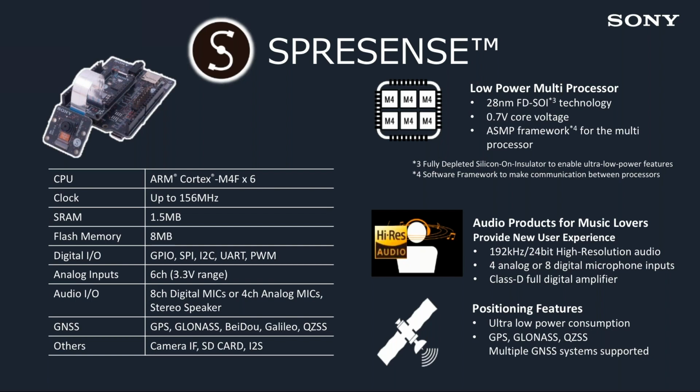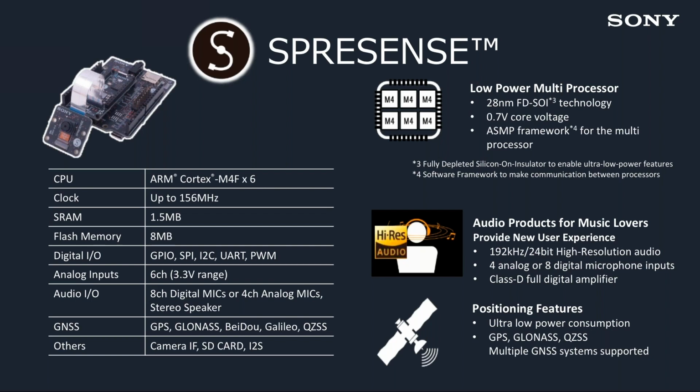We are Sony, so this is another feature. And then we have the positioning feature. We are covering the globe. So we have GPS in the US, GLONASS, QZSS in Japan, and so on. If you want to get more information, let's look at the left-hand side. As I mentioned, 6 ARM cores and 156 megahertz of clock.